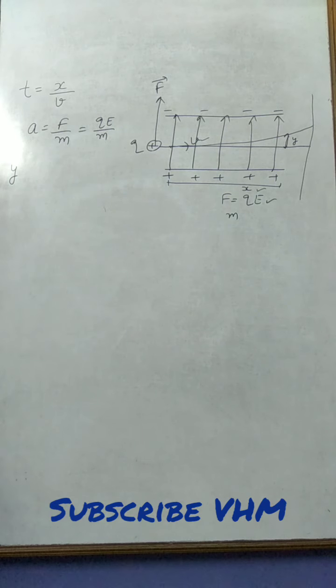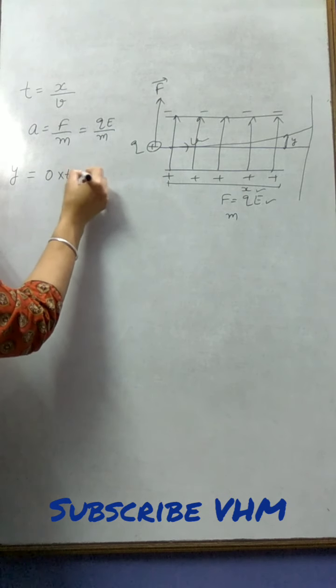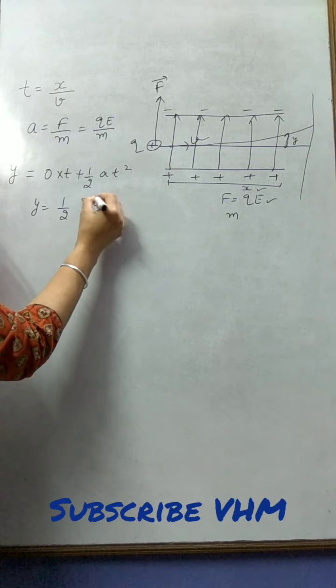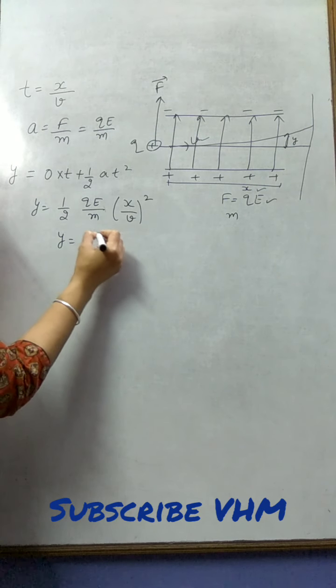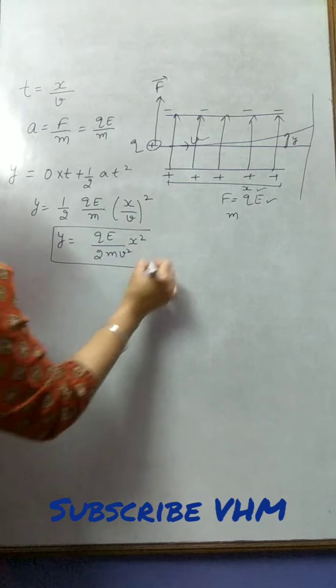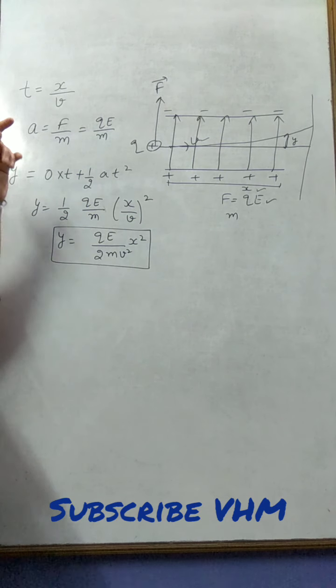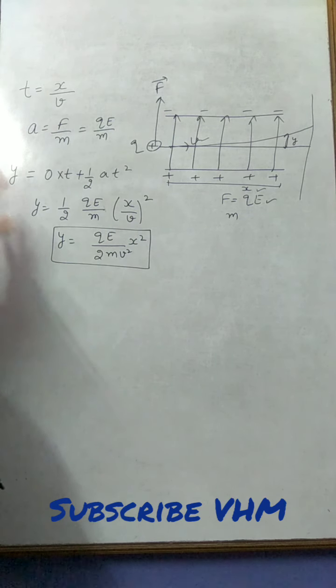Now the path along the y-axis, the vertical direction. Velocity is along horizontal, so y equals 0 into t plus half a t square, that is half qE upon m into t square, x upon v squared. So y equals qE upon 2mv square into x square, and this is the equation of a parabolic path. So when the charged particle enters the uniform electric field, the force exerted by the electric field makes the motion of the particle a parabolic path.